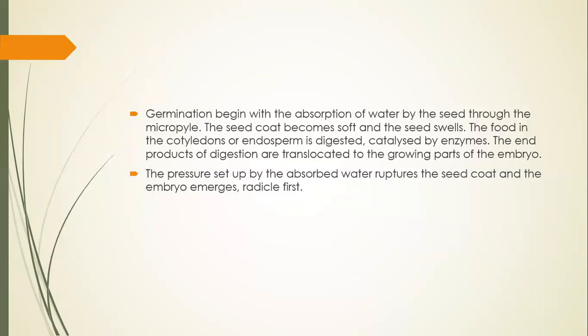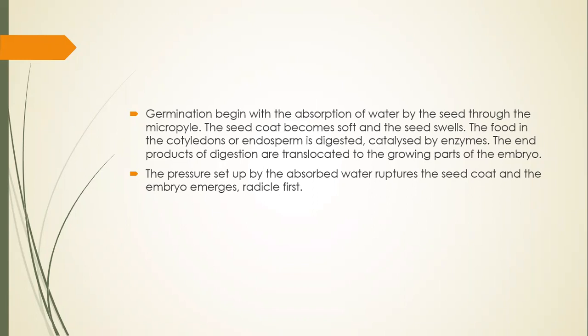Now, at the point where the embryo emerges out, the first structure to come out is a radicle. Okay, Michael, you've done well. So the growing part of the embryo is the radicle, plumule, and the cotyledon. As I said, the embryo emerges out, but the radicle comes out first. That is the root system.